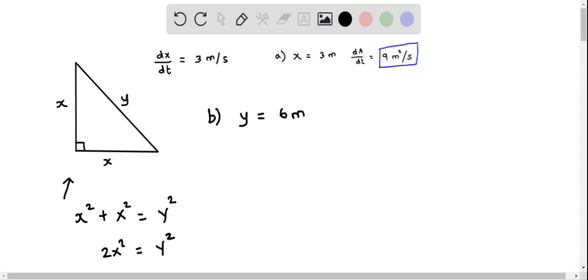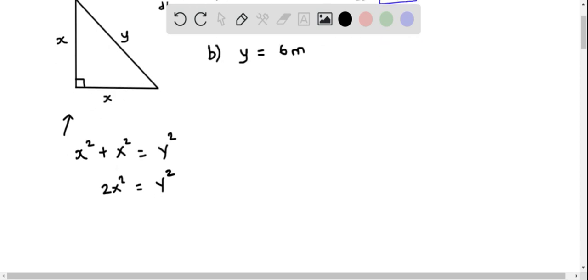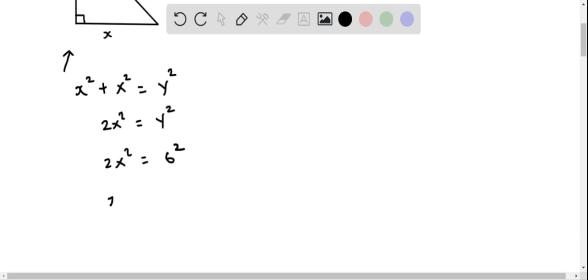Now let's replace y equal to 6 here. Therefore, we get 2x squared equals 6 squared. This simplifies to 2x squared equals 36. Dividing both sides by 2, we get x squared equals 18. And we take the square root so that we solve for x. So this gives x equal to the square root of 18.